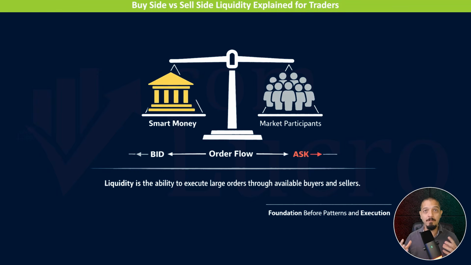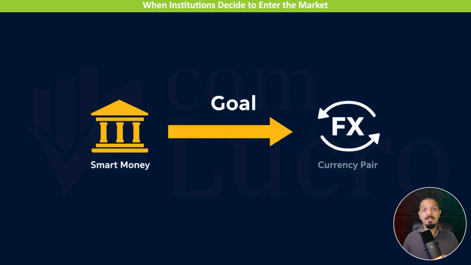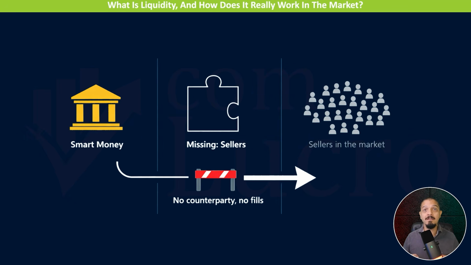Before we define buy-side and sell-side liquidity, we must first understand why liquidity exists in the first place and how large institutions use it to execute their positions. Imagine that major financial institutions, often referred to as smart money, are interested in purchasing a currency pair. To do this, they require a significant number of sellers and corresponding sell orders in the market. This is essential because without available sellers, no transactions can take place.